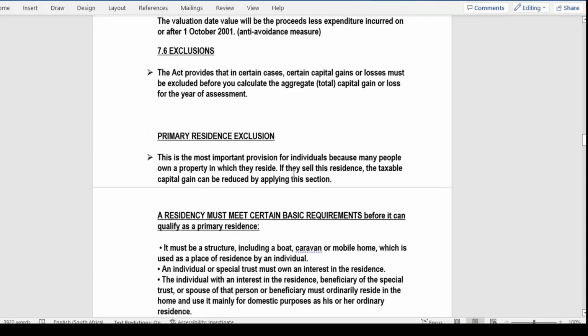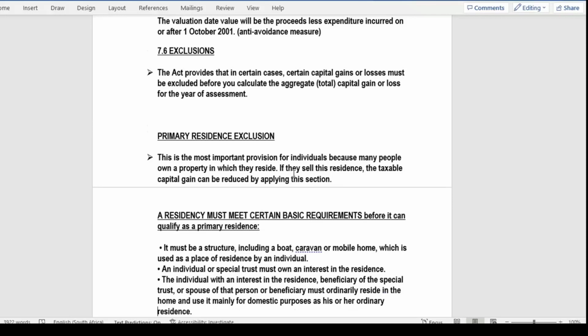Okay, let's look at the exclusions. The Act provides that certain capital gains or losses must be excluded before you calculate your capital gain or loss for the year of assessment. Number one of that is the primary residence exclusion. This is the most important provision for the individual because many people own a property in which they reside. If they sell the residence, the taxable capital gain can be reduced by applying this section.